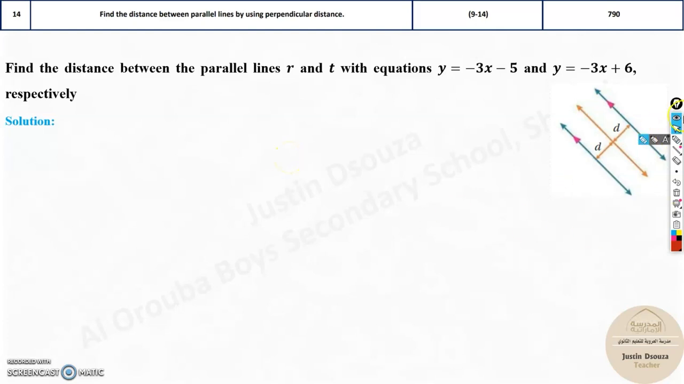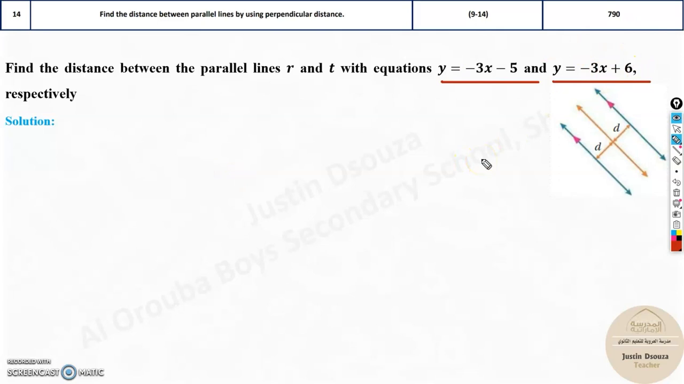Now, anyways, let's see. This figure won't be given. This is just for understanding purposes. This is the question only. Now, find the distance between parallel lines R and T with equations y equals -3x minus 5 and y equals -3x plus 6.